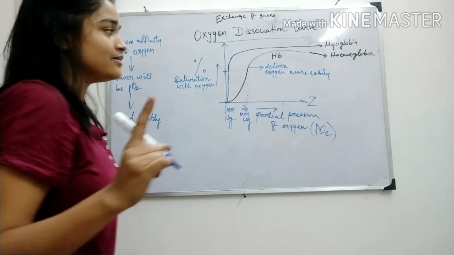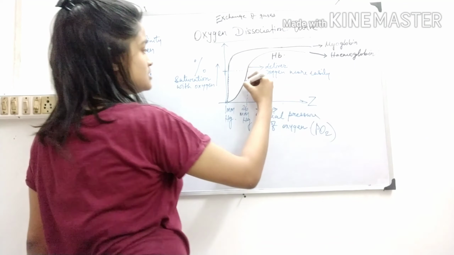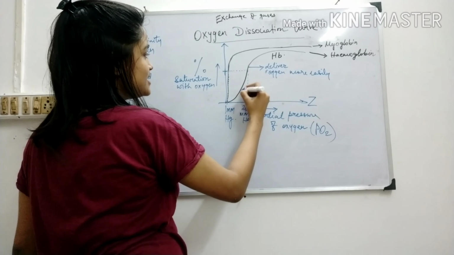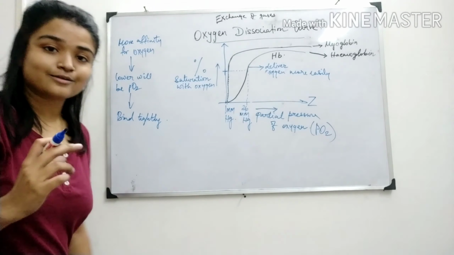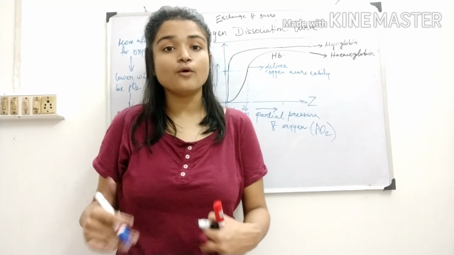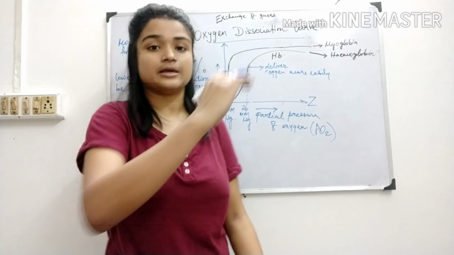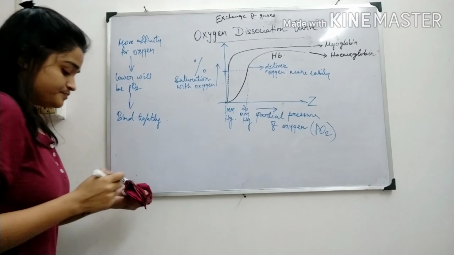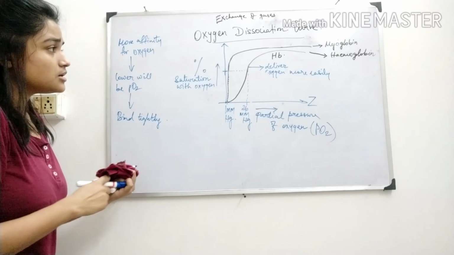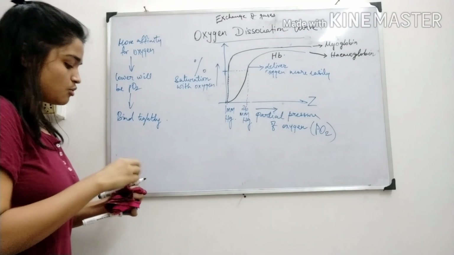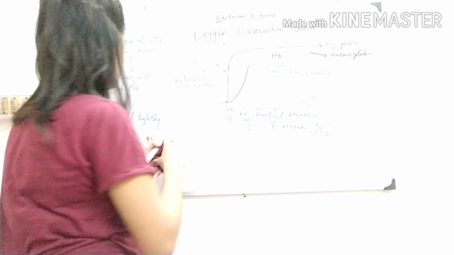This delivering of oxygen to the tissues is the steep part. You can see the rise here is steepest. That means it can deliver oxygen more easily to the tissues. Now, suppose pH, so what is happening actually?